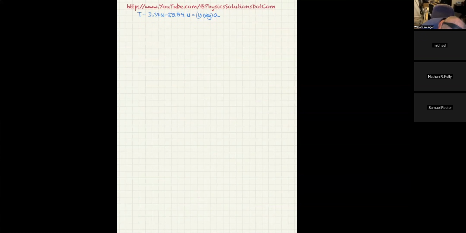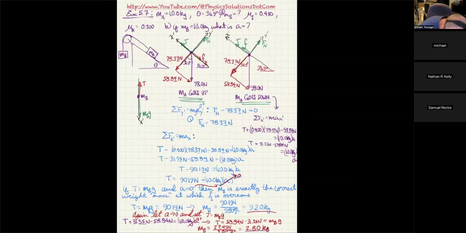Now the other equation we have is going to be the summation of the forces in the x prime direction equals mass times acceleration in the x prime direction. And that's purely for this diagram right here. With that diagram, what we have is mB g, which in this case is going to be 10 kilograms times g, minus T is equal to mB a.